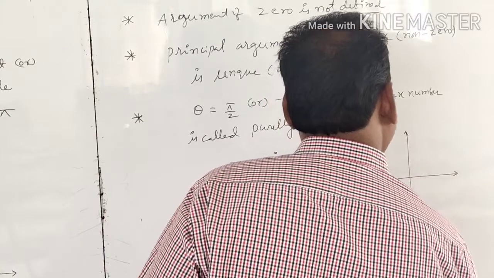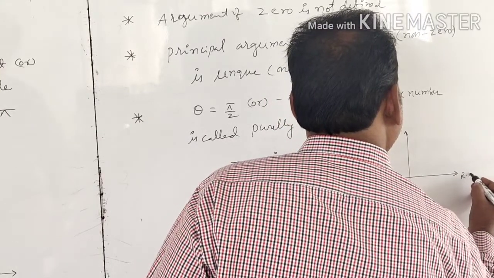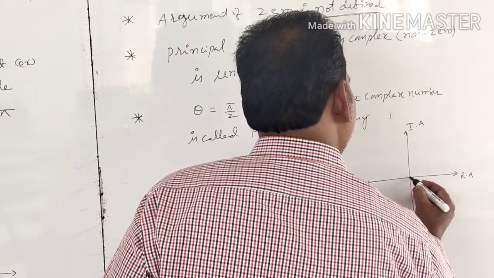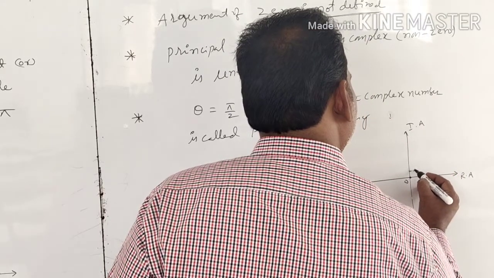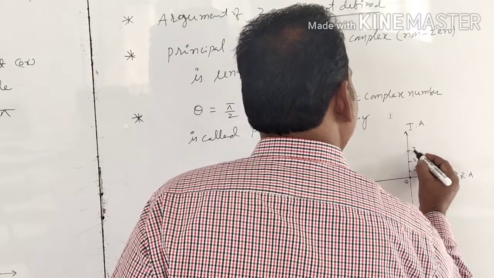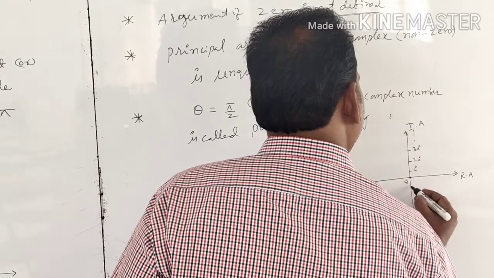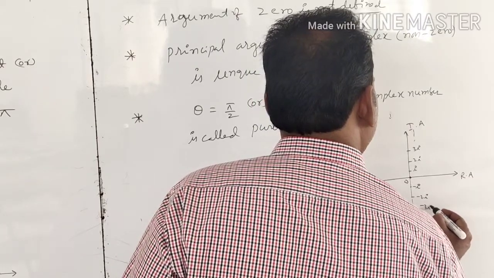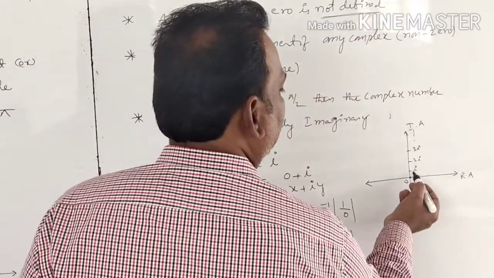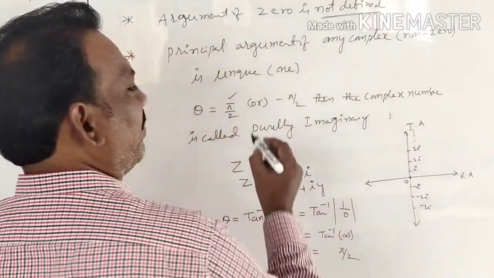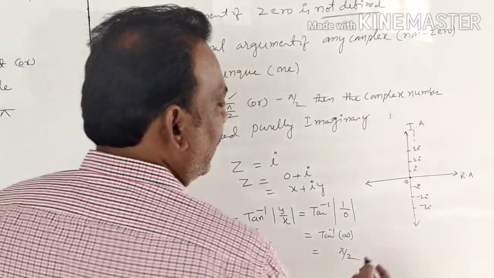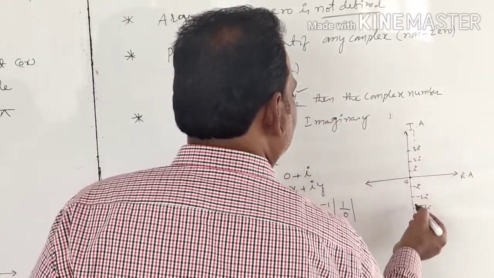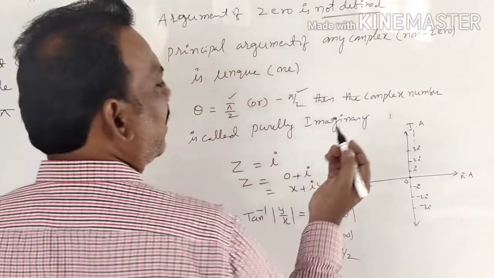So this is the imaginary axis, and this is the real axis. The points which lie on the imaginary axis are plus i, plus 2i, plus 3i, and here minus i, minus 2i, minus 3i. If you take the positive values, you will get an argument of plus pi by 2. For negative values, it is minus pi by 2. These are always called purely imaginary numbers.